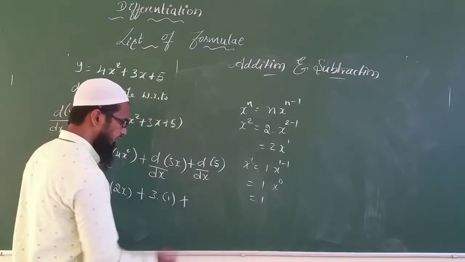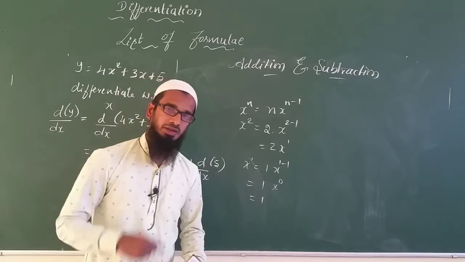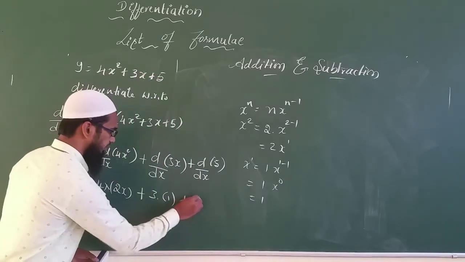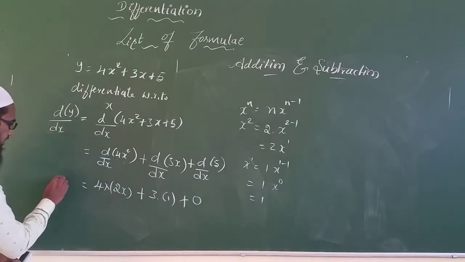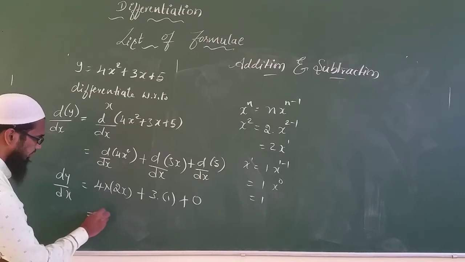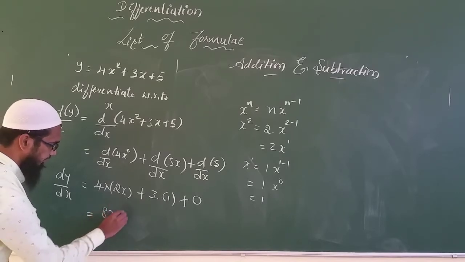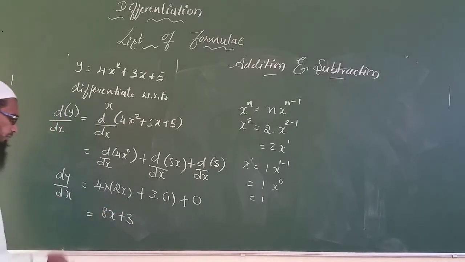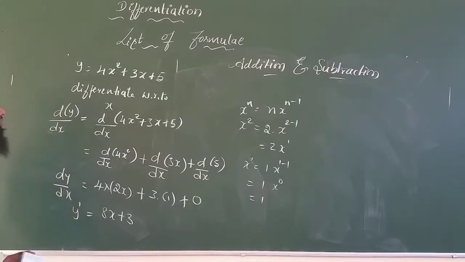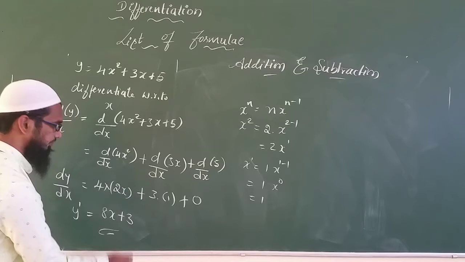Now always we know that the differentiation of any constant will be 0 only. We can take this as 0. Now this is our dy by dx, which gives 8x plus 3. Now this dy by dx we can represent as y dash also. Okay, now this is our solution.